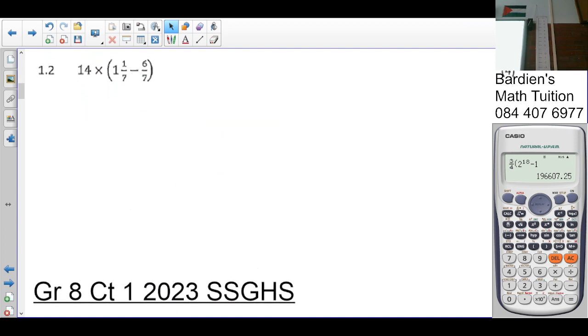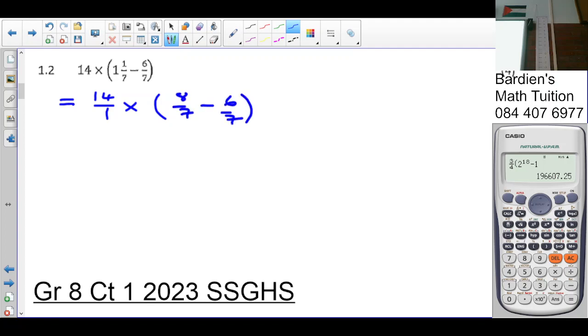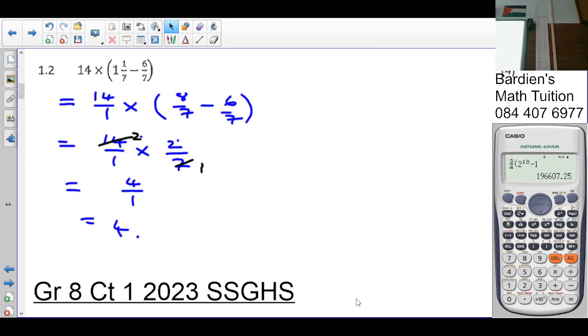So in 1.2, what do we need to do first? Change to improper fractions. So it's 14 over 1 multiplied by 7 times 1 is 7 plus 1 is 8 over 7 minus 6 over 7. As you can see, the denominators are already the same. So 8 minus 6 is 2. Correct? So is there anything that can cancel? Simplify? Yes. 7 going into 7 once, 7 going into 14 twice. 2 times 2 is 4 over 1, which is 4. Could have gone into 4 straight away. You don't have to have the second last step.